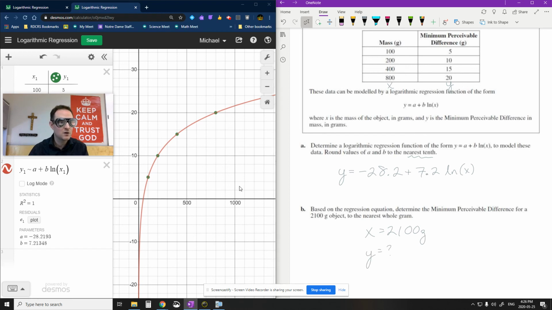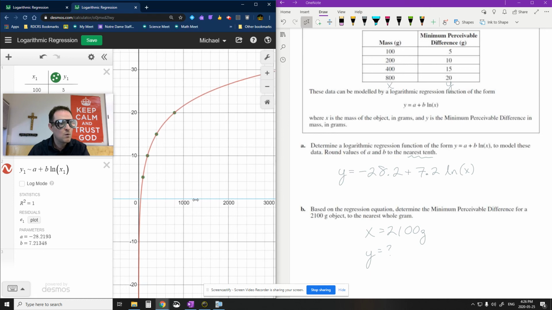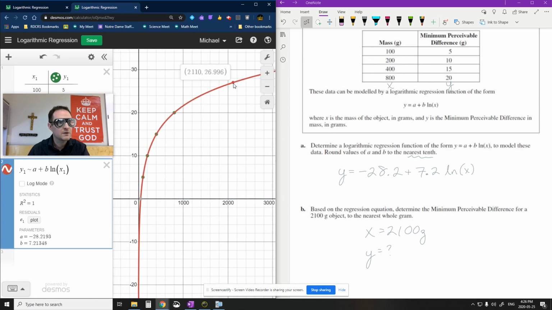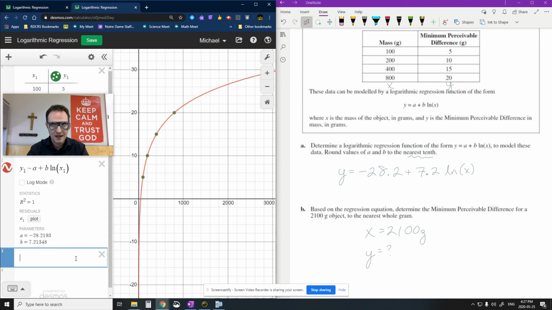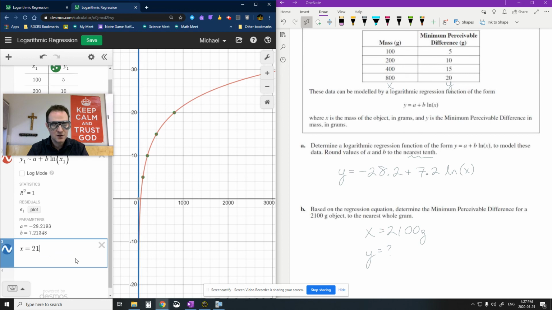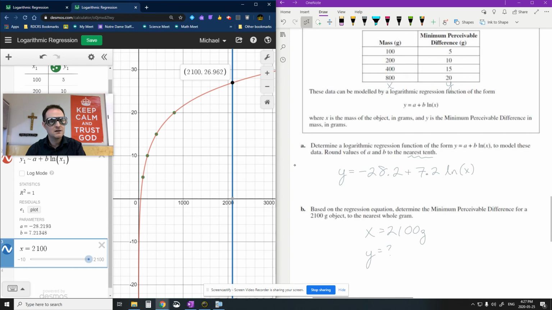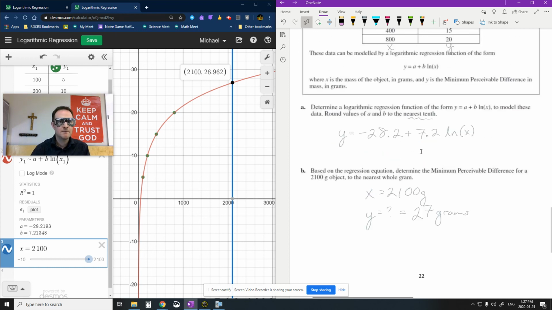So I can put it in my equation, or I can go over here to my graph and find 2100 right there, right? So I can see here 26.962. As soon as I let go, it's gone, right? So because I want x to be 2100, I can put x equal to 2100, and there's my intersection point. So my y value is 26.962, and just do the nearest whole gram, so 27 grams. There we go. Not too bad. That's a pretty easy question.